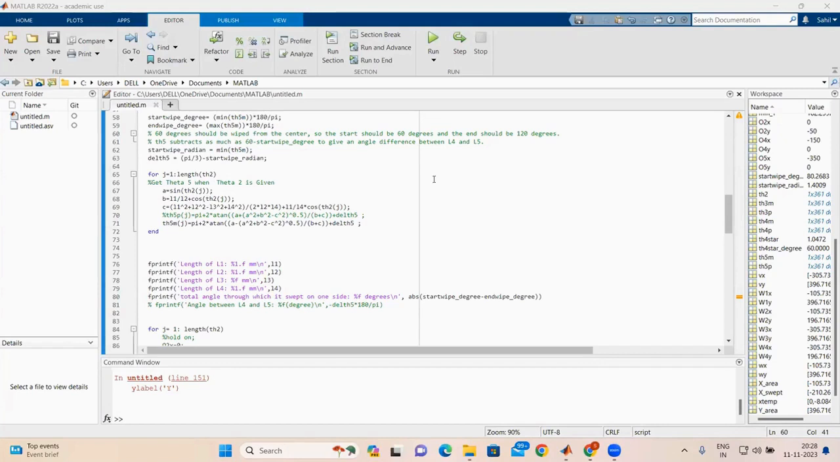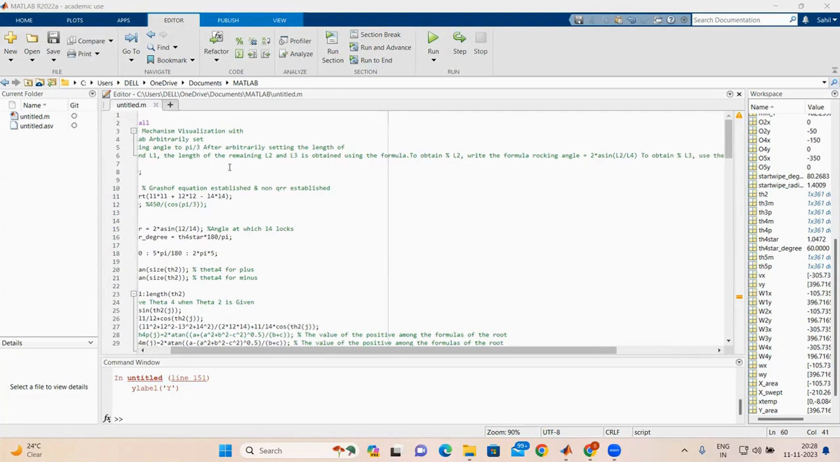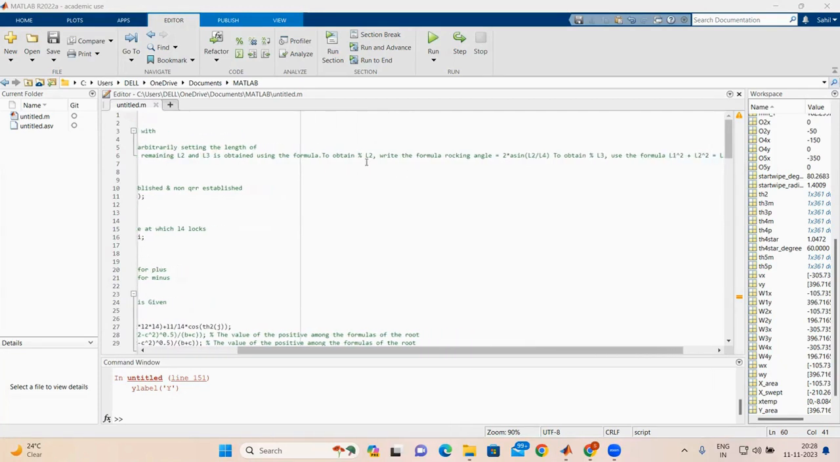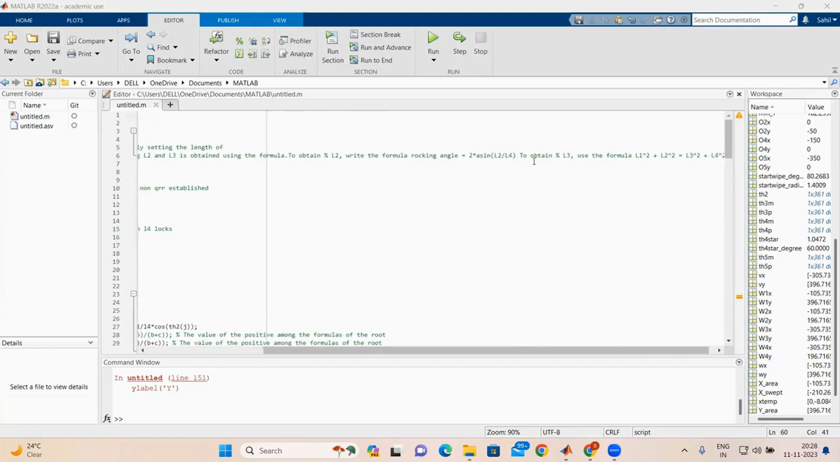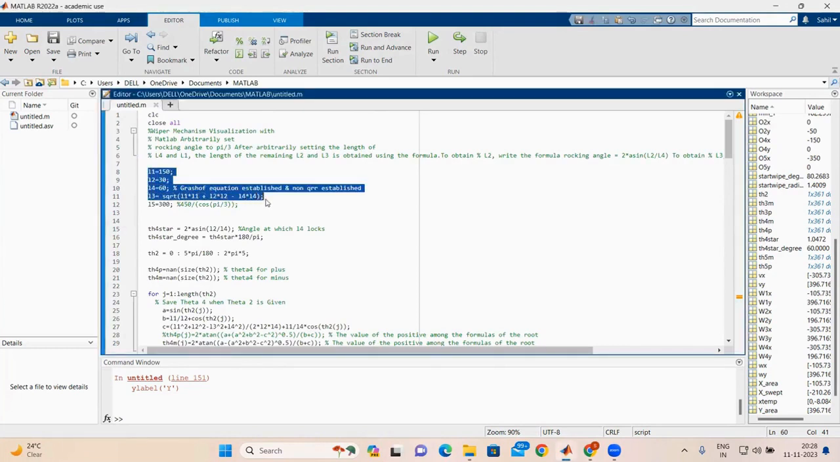So now we'll go through the MATLAB computation and simulation part of this project. Here we have taken arbitrary lengths of L1 and L4, and arbitrarily set the rocking angle to pi by 3. Using these values, we have calculated the remaining lengths, that is L2 and L3. We calculated L2 using the rocking angle equals 2 times arcsine of L2 by L4. We got L3 from the Pythagoras theorem, that is L1 squared plus L2 squared equals L3 squared plus L4 squared. These are the values that we have got.